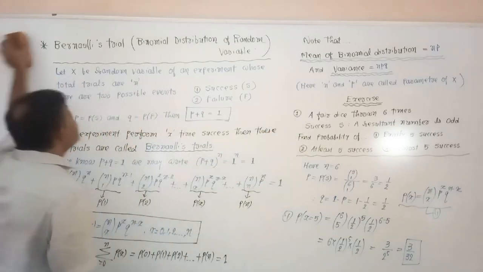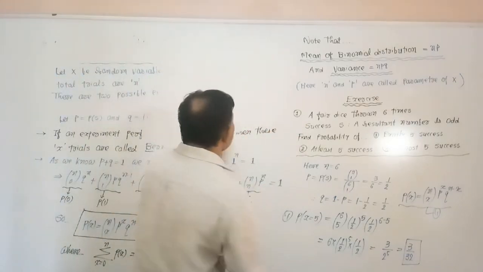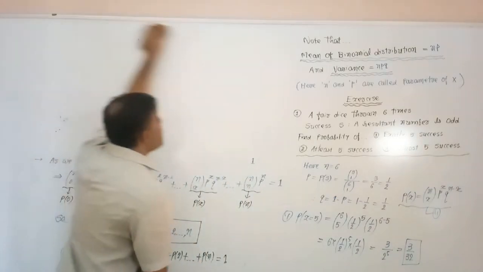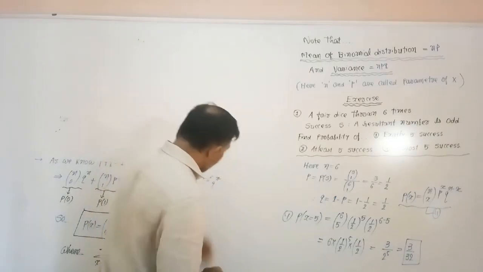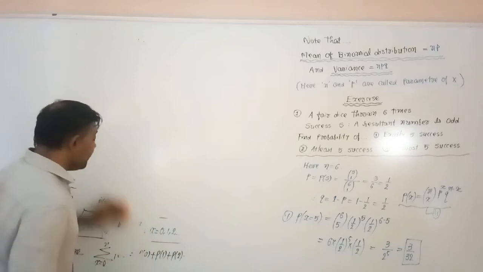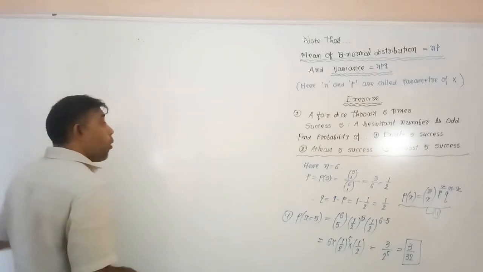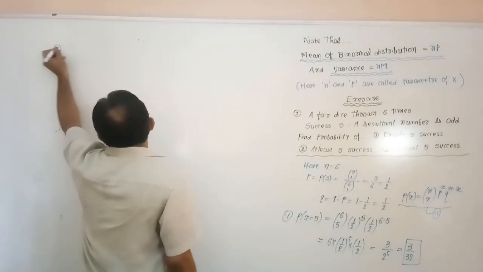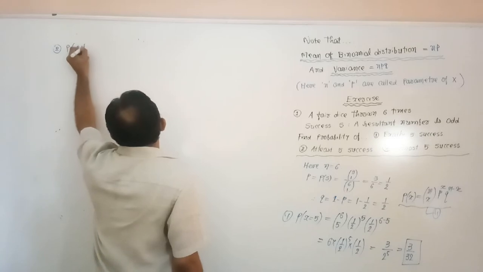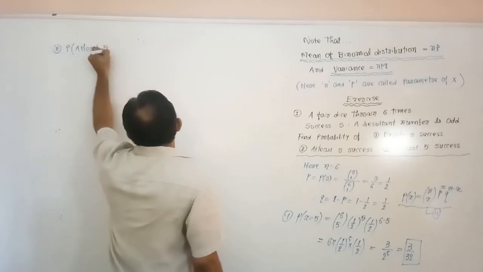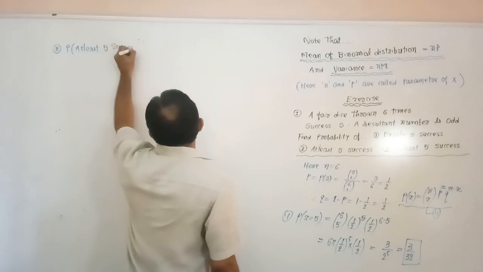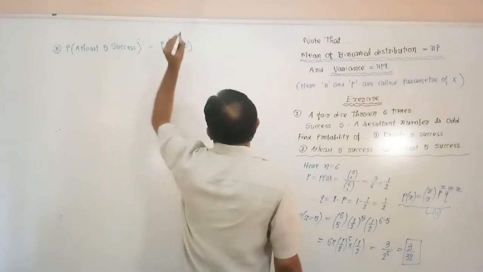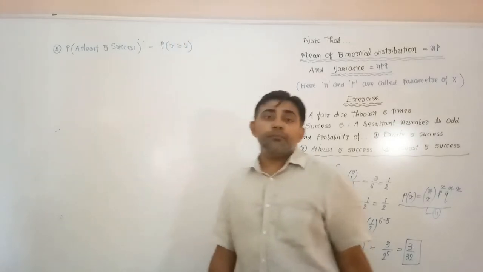Now the second question is at least 5 successes. At least 5 successes means what? At least means minimum 5 successes, so either 5 or 6. Let us see it. Second, probability of at least 5 successes. Now see how we calculate that. That is probability of x greater than or equal to 5, at least 5.